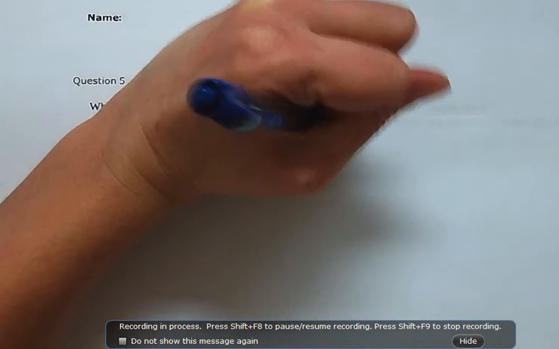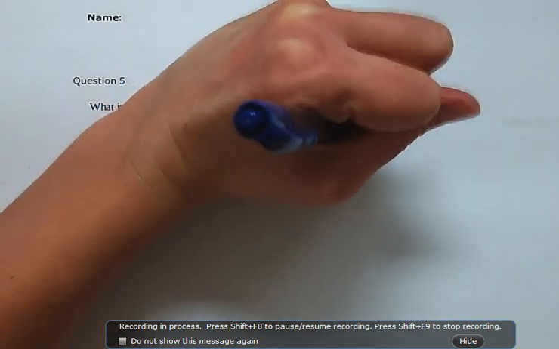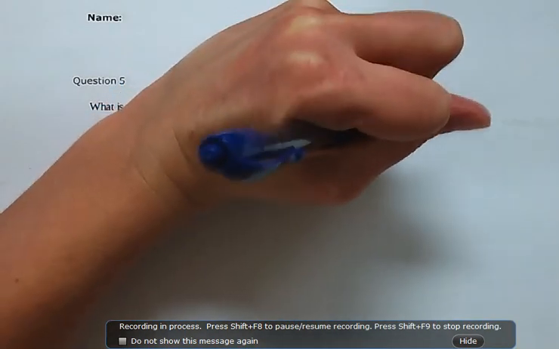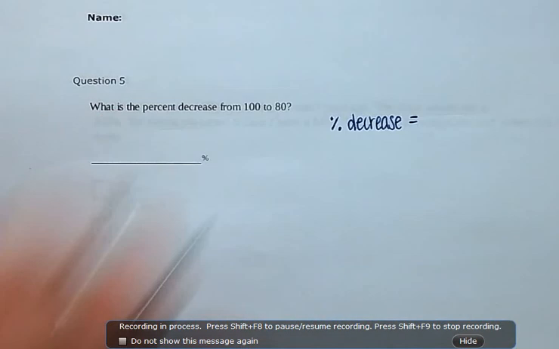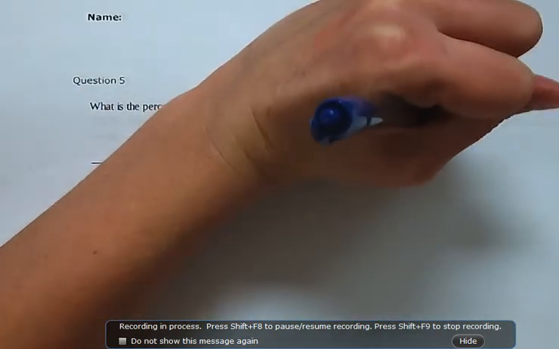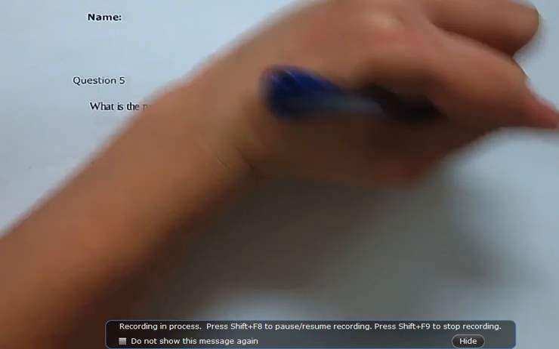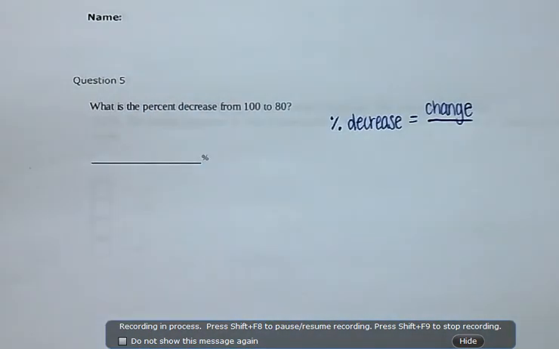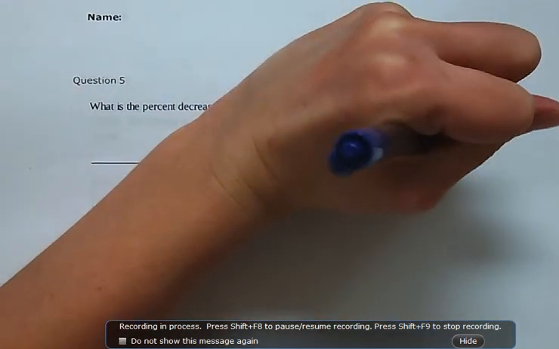So number 5 says, what is the percent decrease from 100 to 80? Anytime we have a type of percent change, whether it be percent increase or percent decrease, our formula is going to be percent change, or in this case percent decrease, equals the change, that means the difference between the numbers, how much the numbers changed, over the original amount. It's always going to be over the original.